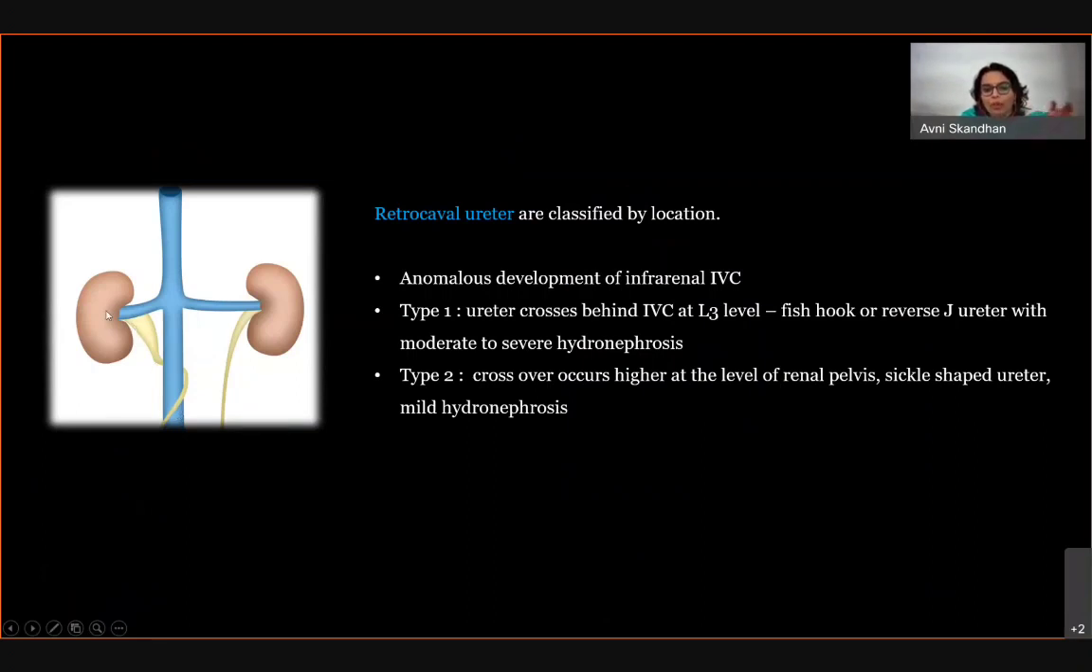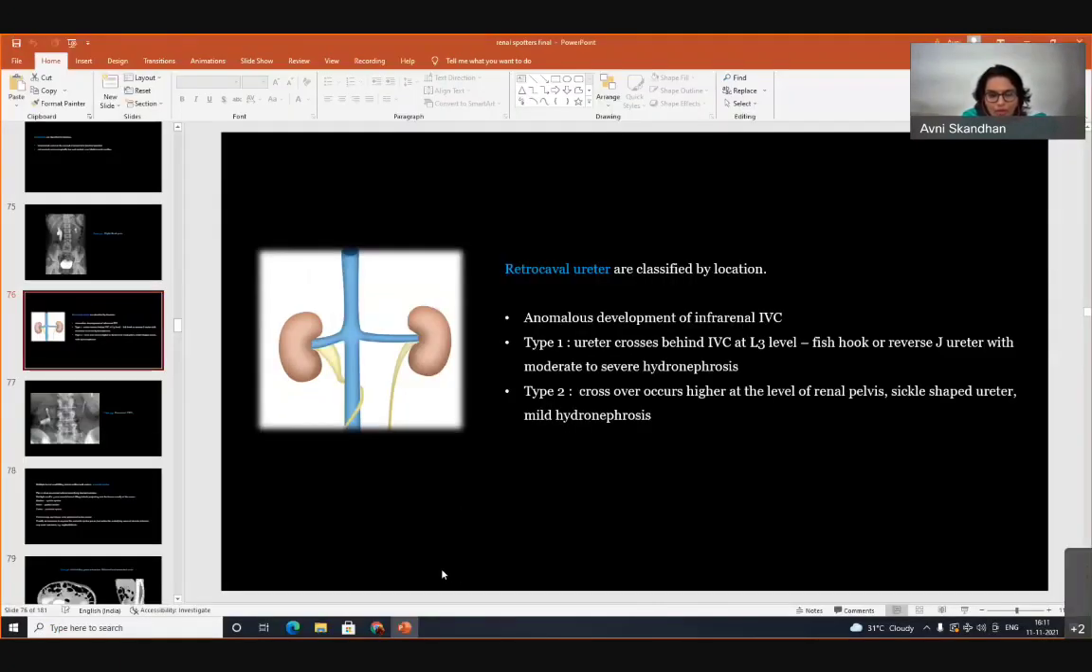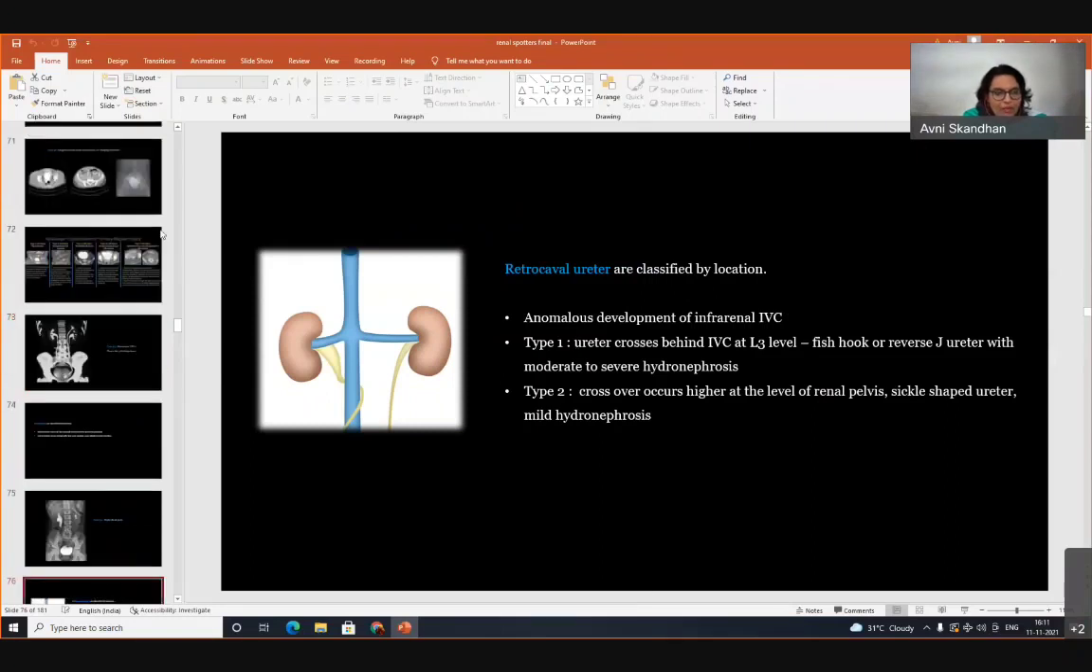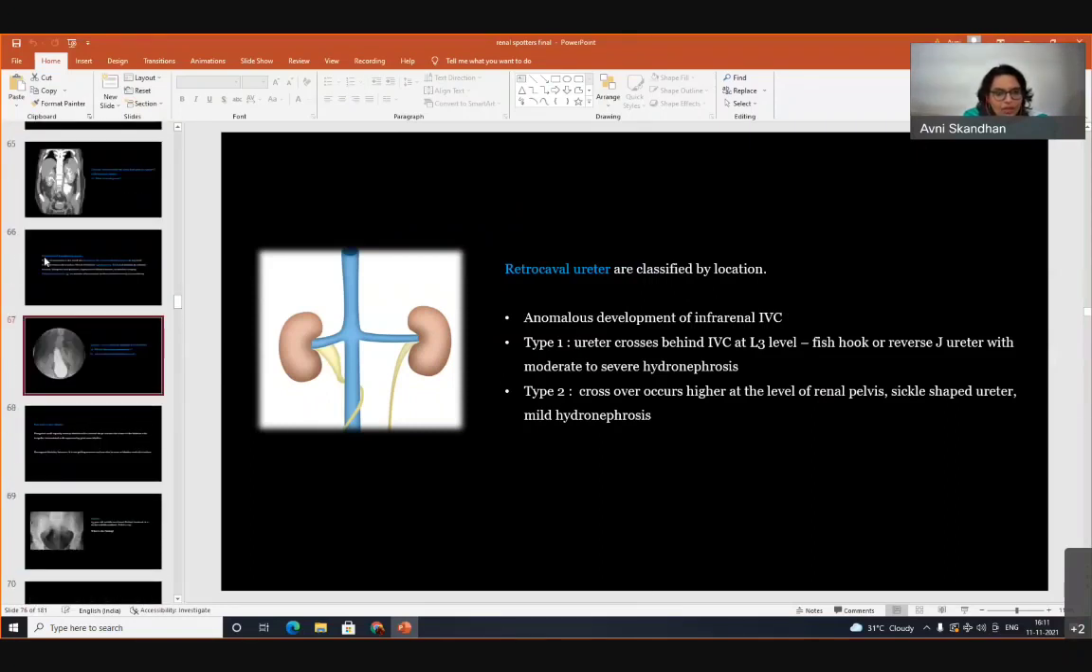proximal to it. You can have a type 1, which is what we normally come across, where you have it at the L3 level. But type 2 is where you see it at the renal pelvis. I haven't seen a type 2 myself, so I'm not very sure about this, but that is the second type that you see. I do not know what exactly the doubt was, but that's the retrocaval ureter.